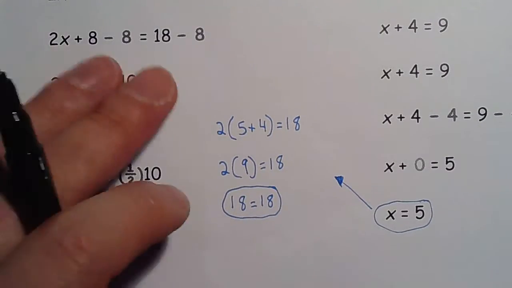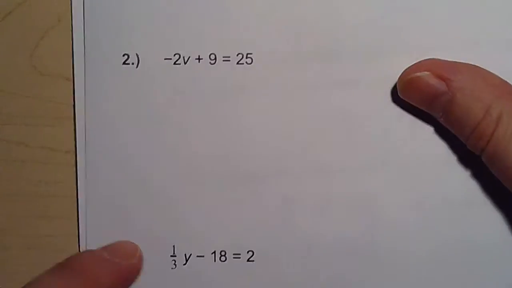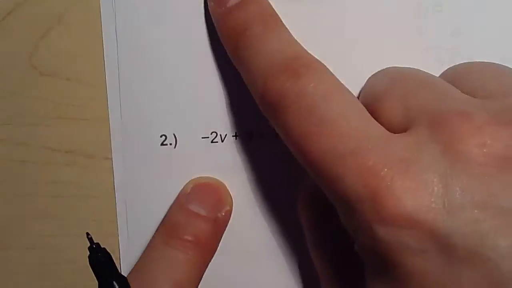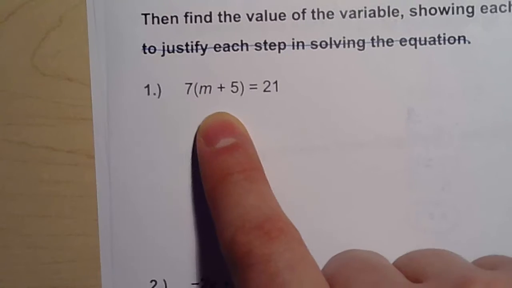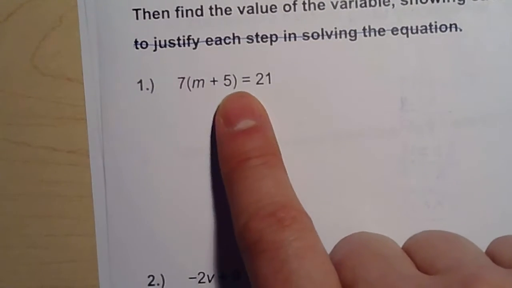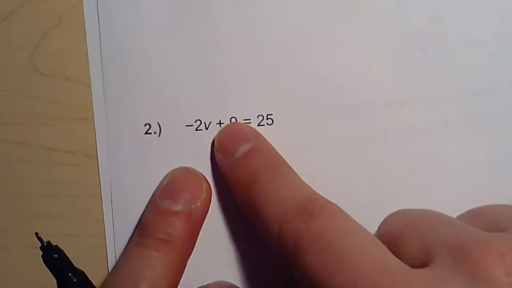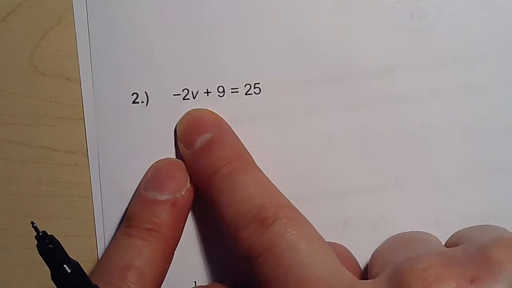And you know what? Hold on. Let's check. I want to show you guys what to do. So number 1 is just like number 2 from the back page. All right. Number 2 is a little different because we have a negative.